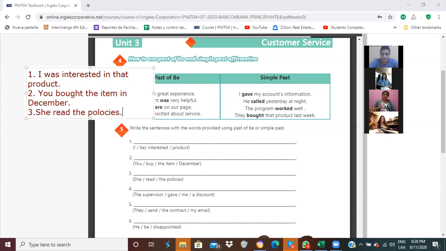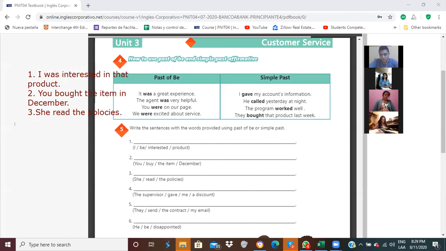Con el verbo principal. Quiero que noten que si vas a usar el verbo to be, por ejemplo acá, was, no hay otro verbo. Este es el verbo. I was interested. Yo estaba interesado. ¿Cuál es el verbo? Estaba. Was. Right? El verbo de ser o estar. So, yo no puedo usar el verbo was y el verbo read en pasado. ¿Ok? Esa estructura no existe.